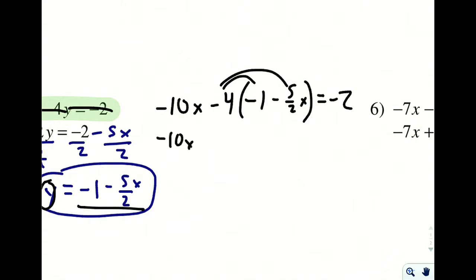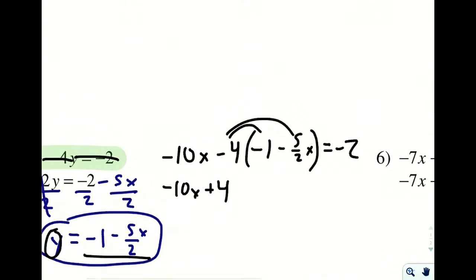I rewrite my negative 10x. My negative 4 times negative 1 is plus 4. My negative 4 times negative 5/2 x. That one's a little trickier. So I know that the negative times the negative is going to be positive. I know I'm going to have an x, but 4 times 5/2. It's kind of like saying 4 over 1 times 5 over 2.